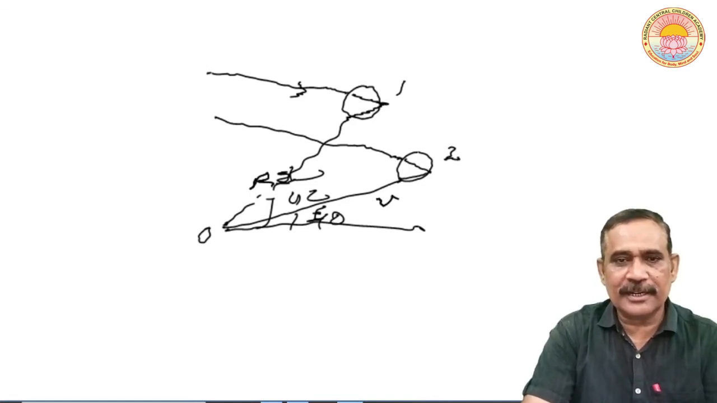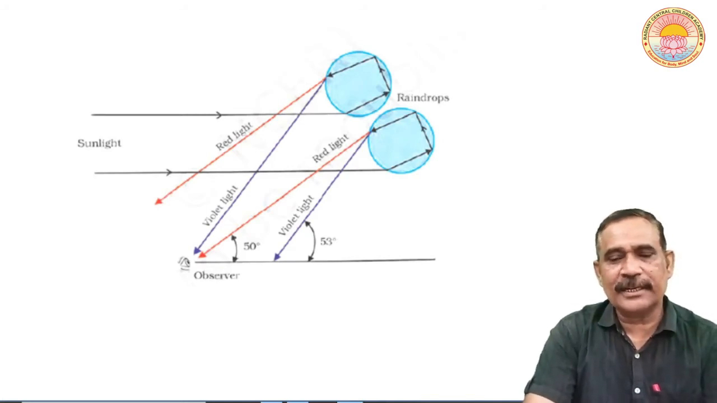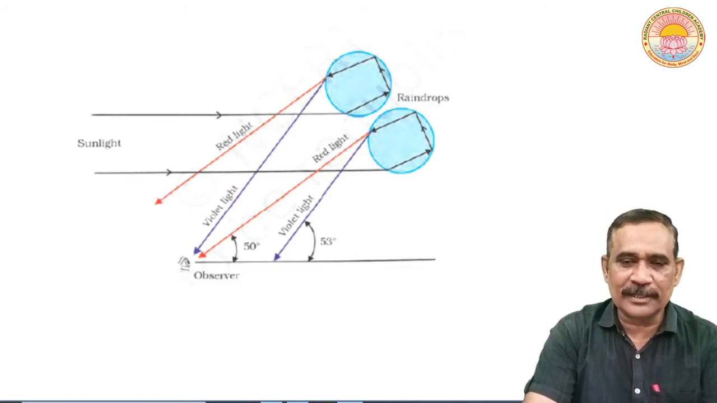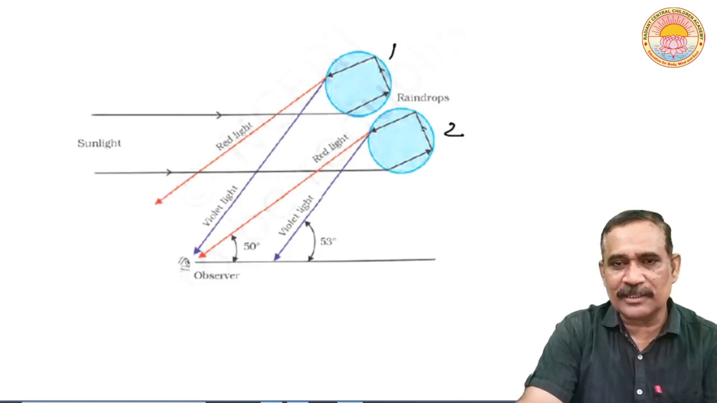Now see the secondary rainbow. This is the figure of the secondary rainbow. How is the secondary rainbow formed? The secondary rainbow is formed due to double reflection and double refraction. Here are two water drops, the first and the second, present in the atmosphere just after rain.